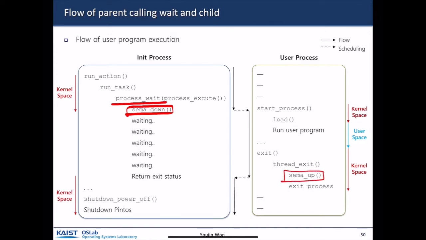By calling semaphore down, the caller blocks at this point, waiting for the child process to finish. When a user process calls exit, it calls semaphore up so that any process that has been waiting for the semaphore value to be increased is unblocked from the sleep status.